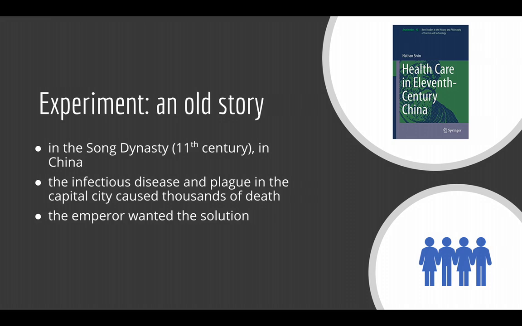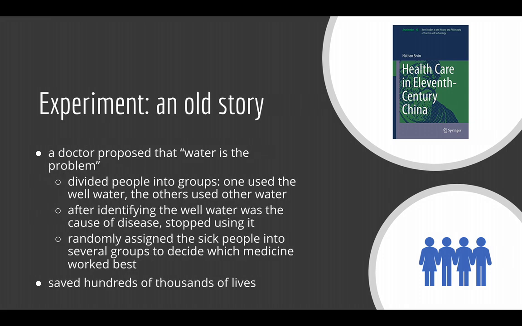So the emperor wanted a solution immediately, of course, or as soon as possible. Otherwise, the disease was going to kill more people, and he definitely wanted to save the capital city as well as people's lives. So then a doctor proposed that the contaminated water could be the problem, right? But how did he discover that?